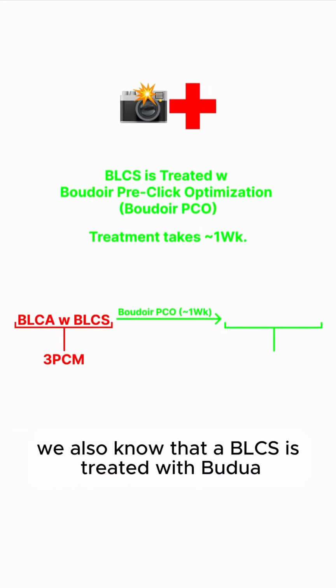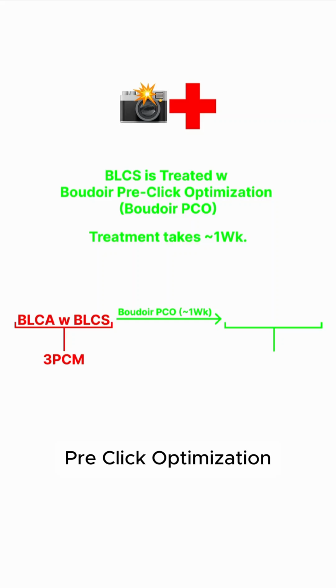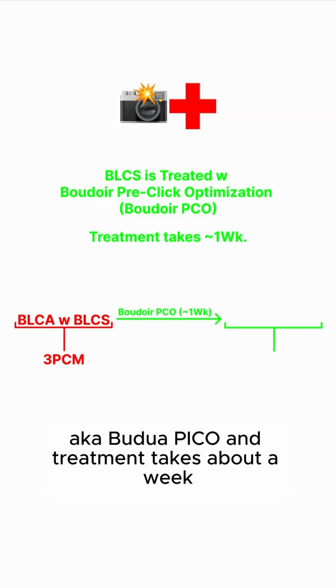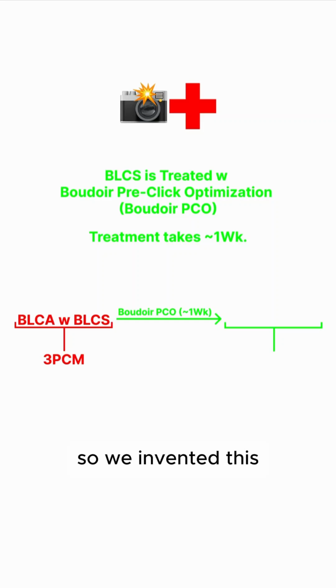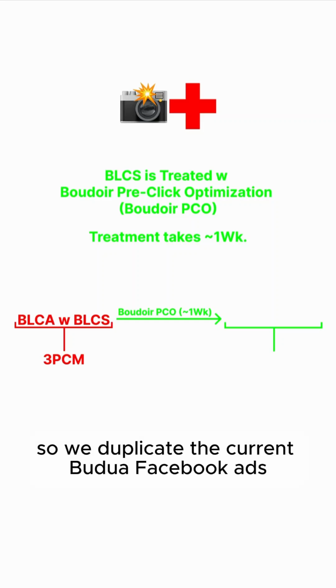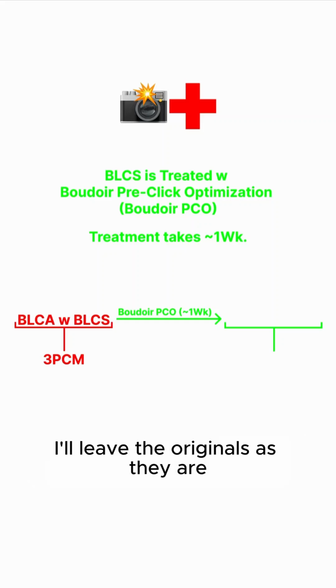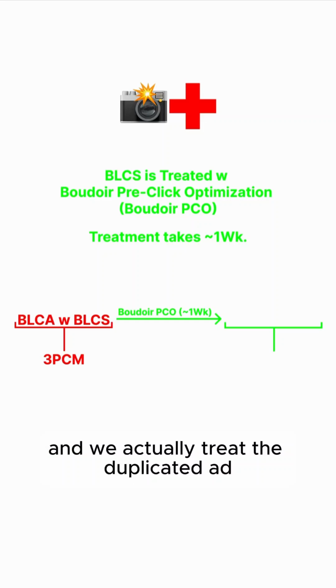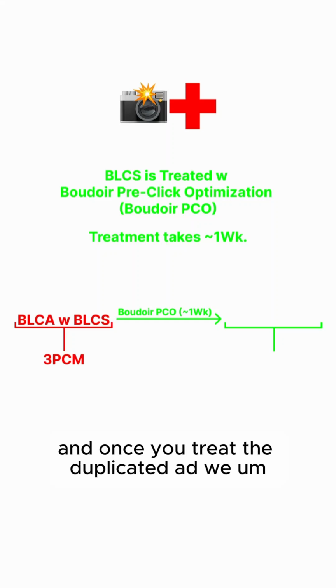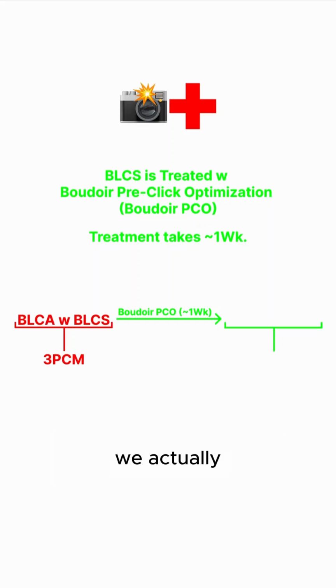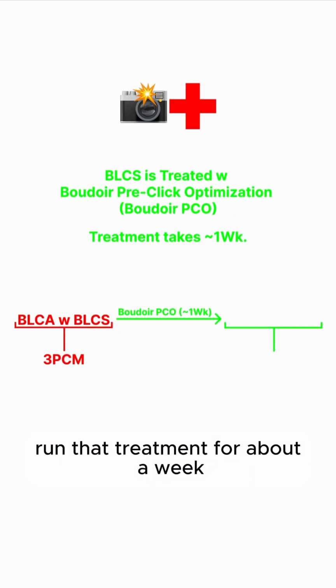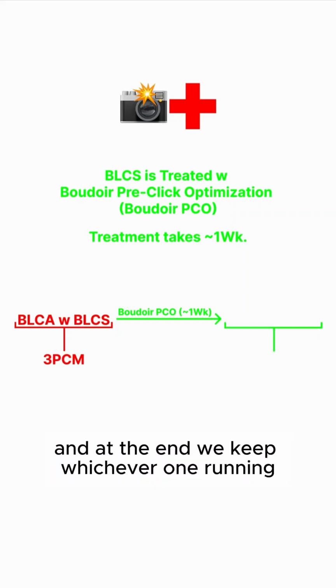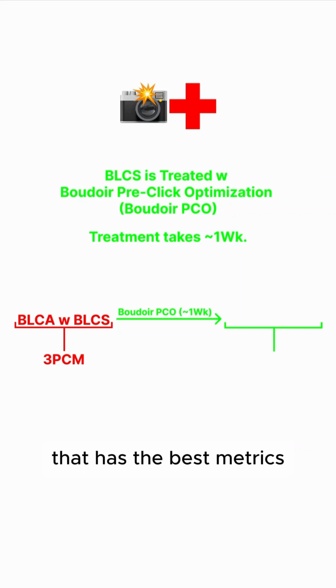We also know that a BLCS is treated with Boudoir pre-click optimization, aka Boudoir Pico, and treatment takes about a week. So we invented this. We duplicate the current Boudoir Facebook ads, leave the originals as they are, running or not running, and we actually treat the duplicated ad. We run that treatment for about a week, and at the end, we keep whichever one has the best metrics running.